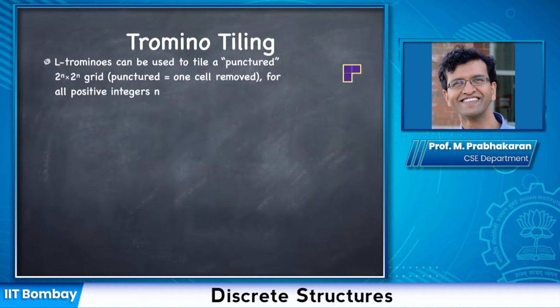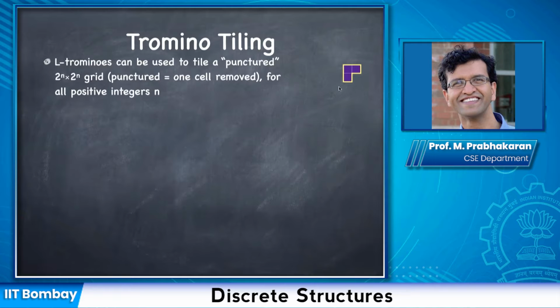So this is about something called Trominos. Like dominoes are a pair of tiles stuck to each other, Trominos are three tiles stuck to each other like this. Okay, and the claim is that you can use these Trominos to tile a grid of 2 to the n by 2 to the n squares, in which one cell has been removed.